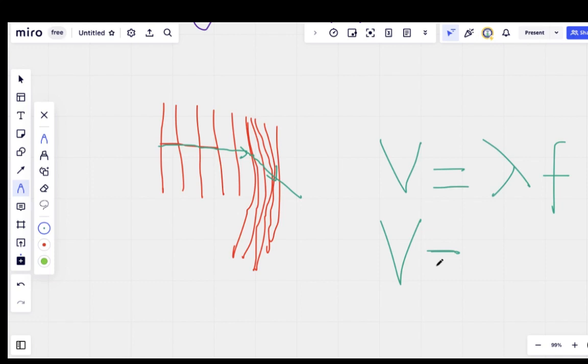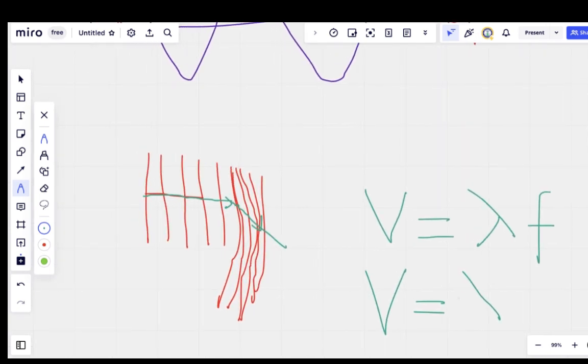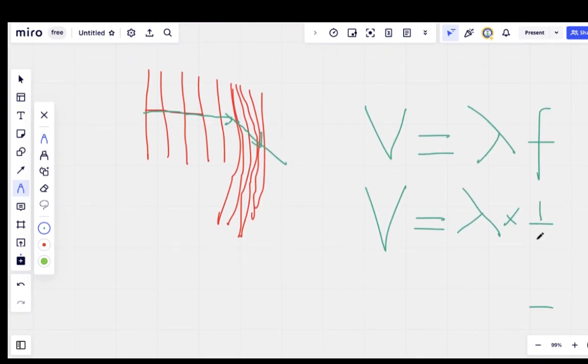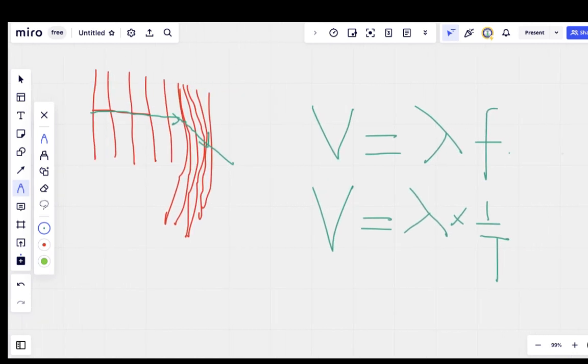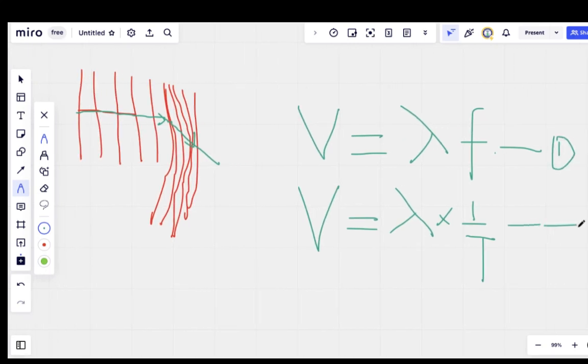We say speed is equal to lambda, which is wavelength, multiplied by 1 over the time period. So we can call this equation 1, and this one equation 2, for calculating speed in a wave. Also for light wave, not only wave, also for light, we can use the same formula. Okay, this is equation 2.